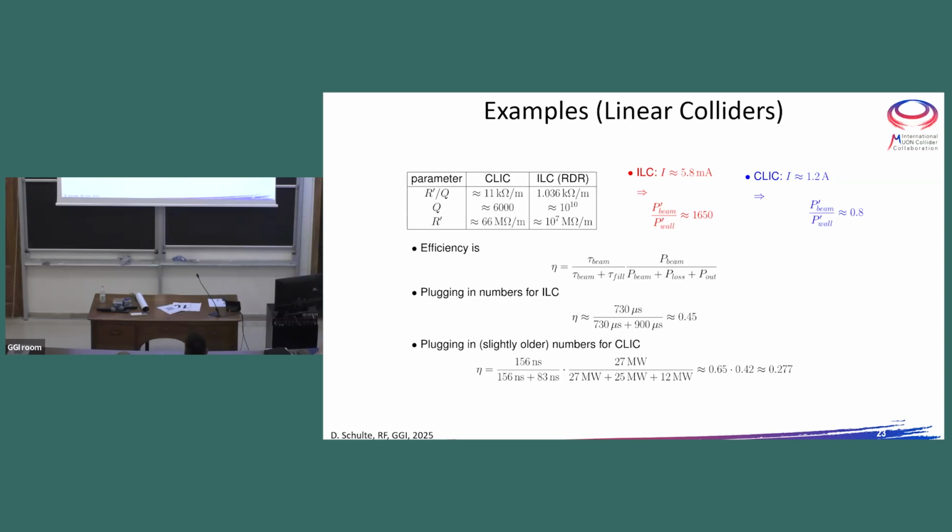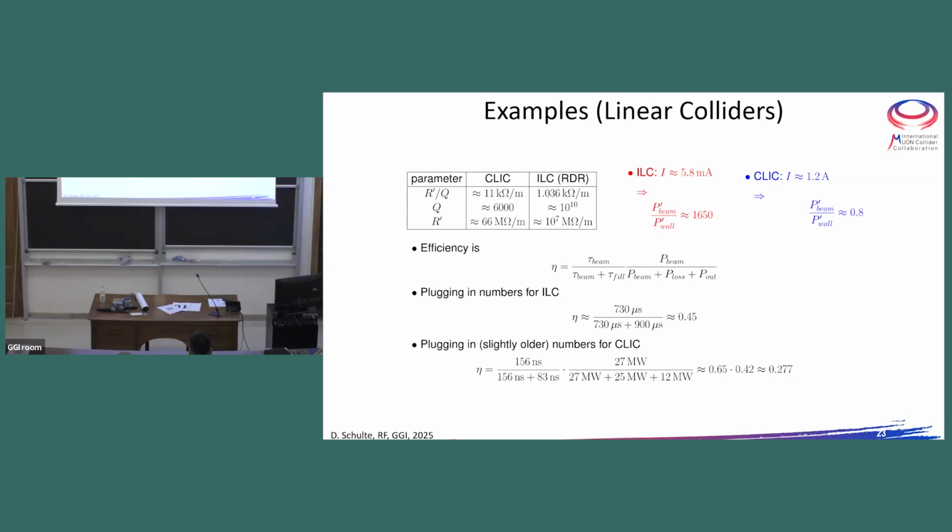So the amount of power you lose into the wall compared to the power you put into the beam is 1 over 650. So you almost have 2,000 times more power you give to the beam than to the walls. While in CLIC, this is 0.8. So it's about the same power lost in the copper as into the beam. This is just showing the overall efficiency.